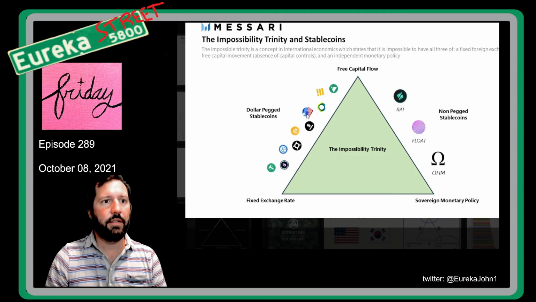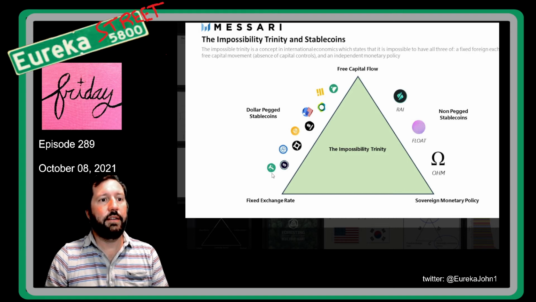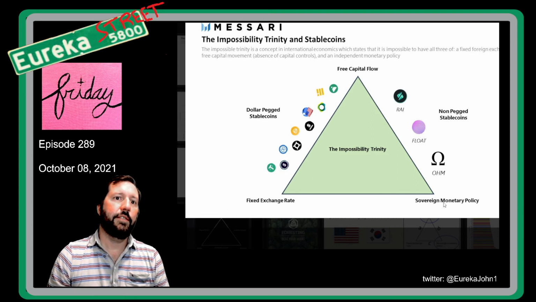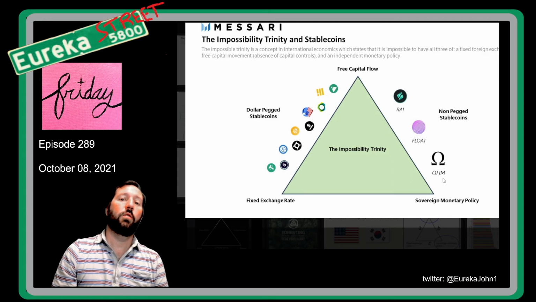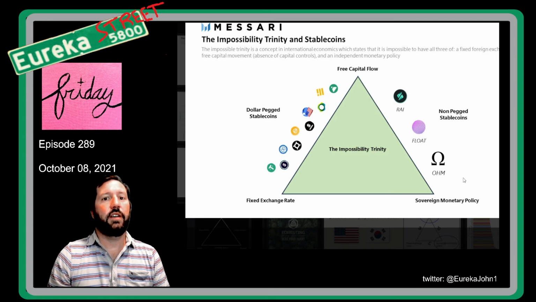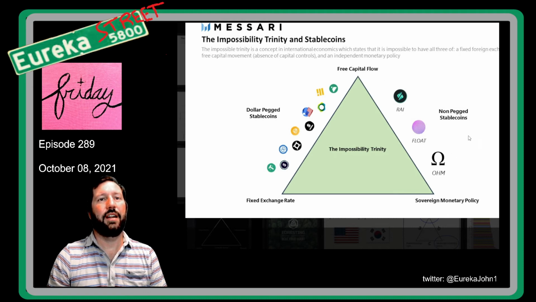So you have everything over here. You have Tether, which has that fixed exchange rate right here. It's very far from free capital flows and sovereign monetary policy. USDC over here, DAI, all the stablecoins pegged to $1 over on this side, basically. And then over here, you have RAI, which has a lot of free capital flow. And then FLOAT, which is getting closer to sovereign monetary policy, and then OHM, which is very strong on the sovereign monetary side, and it's very far away from a fixed exchange rate or free capital flow, but it's not pegged to $1.